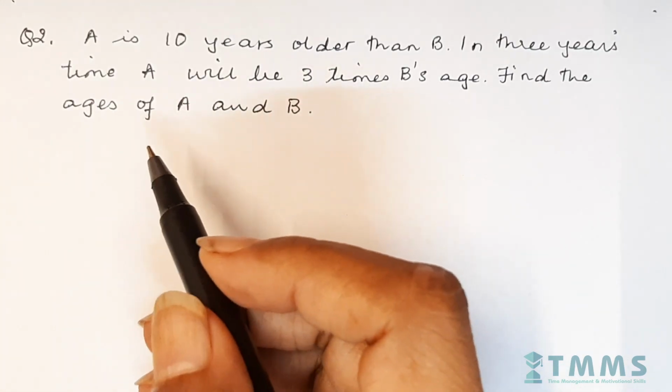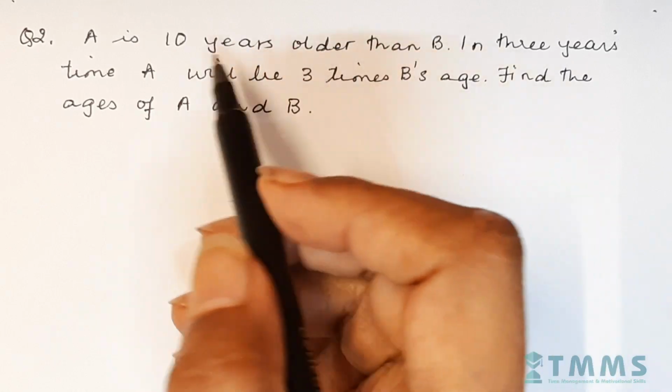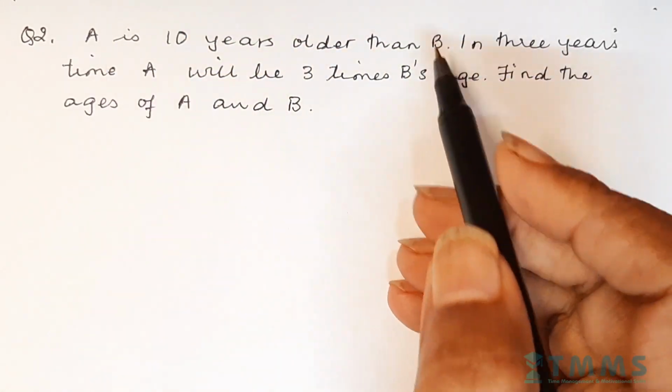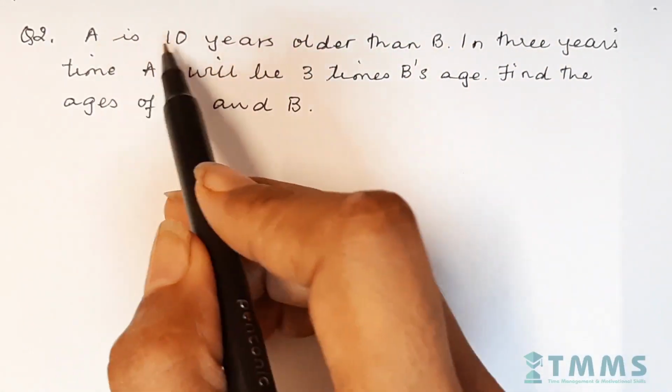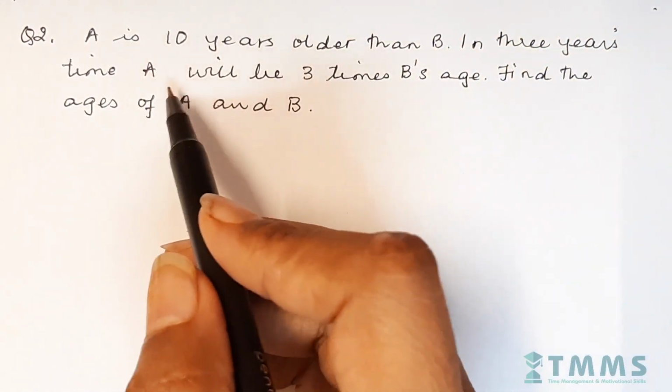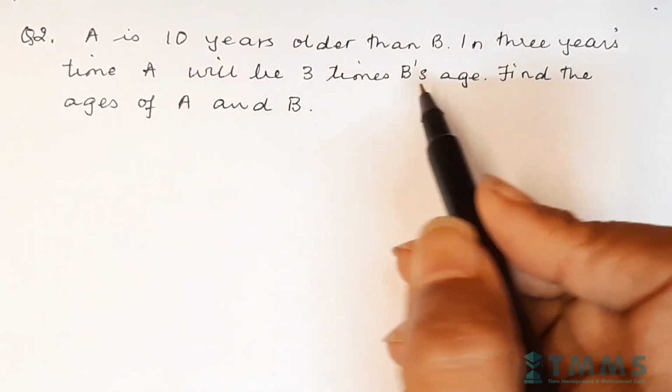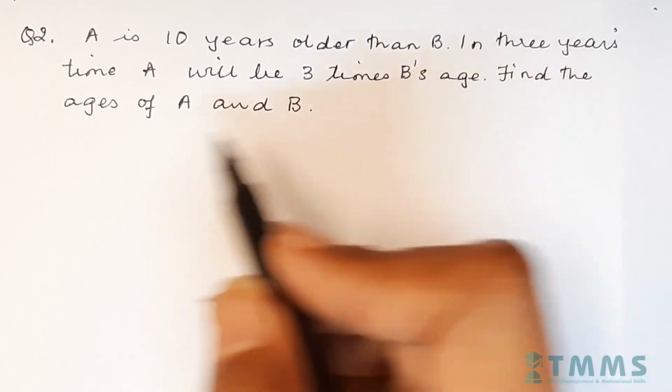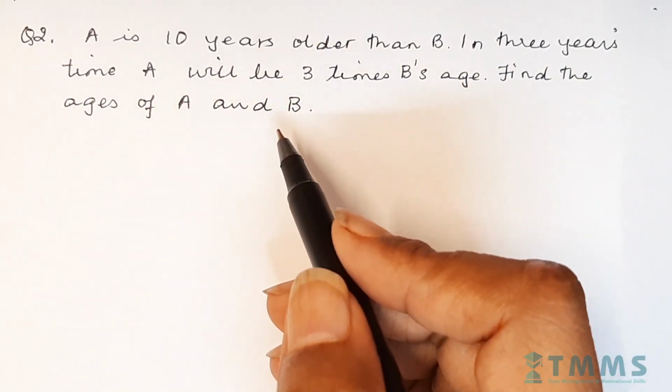Question 2. This one is an age problem. So we have A and B, two people. A is 10 years older than B. In 3 years' time, A will be 3 times B's age. Find the ages of A and B.